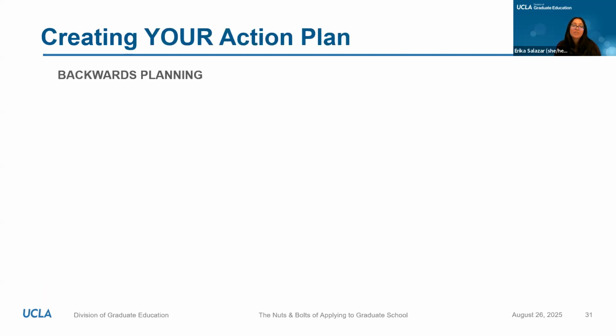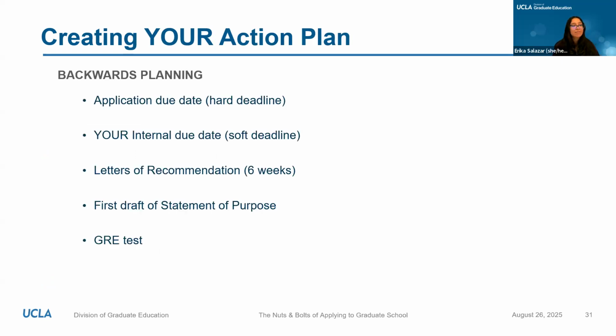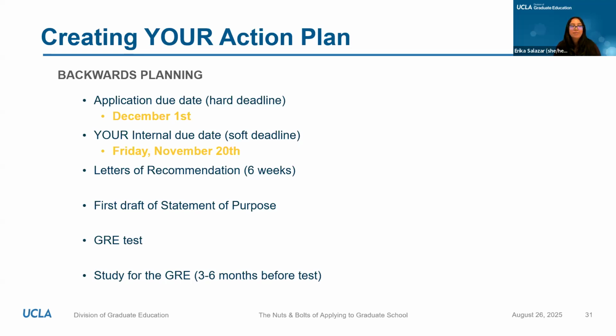So I'm going to give you an example of creating your action plan, and this is through backwards planning. So let's say, for example, your application due date or your hard deadline is December 1st, but you do not want to wait last minute to submit your application because anything can go wrong. Perhaps the application system crashes on the day that you decide to submit your application because there are a lot of people also submitting their application. So in order for you to avoid any of that technical issue or anything else that might arise, you decide that your internal due date or your soft deadline is 2 weeks before, Friday, November 20th.